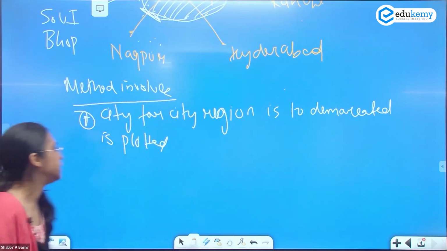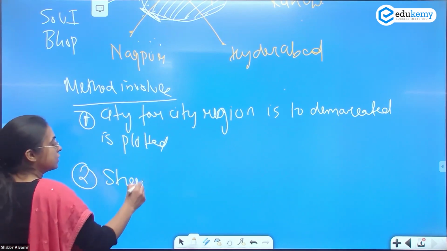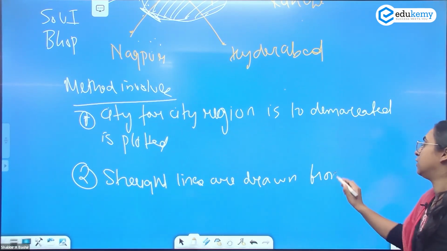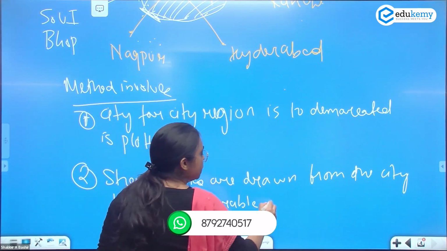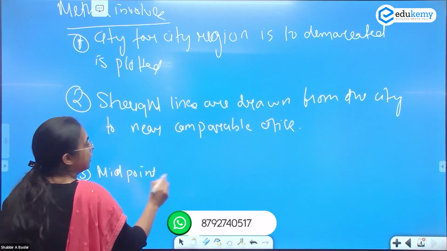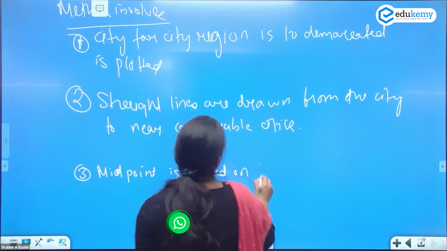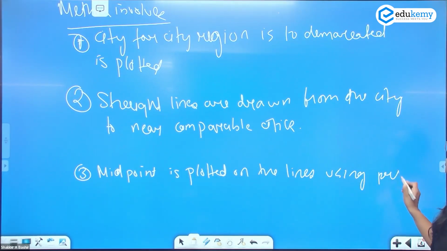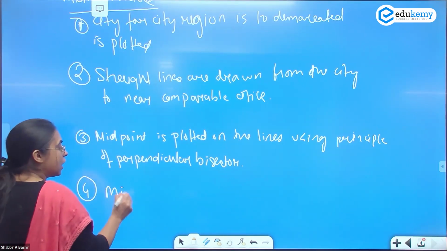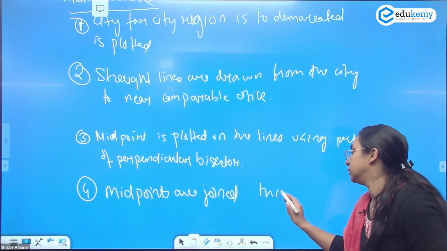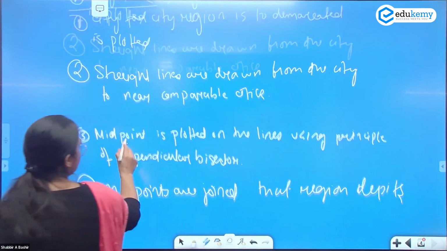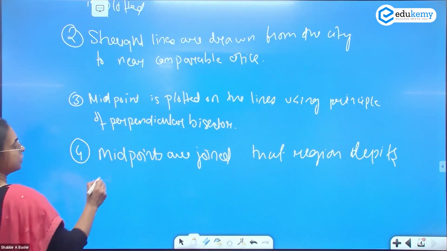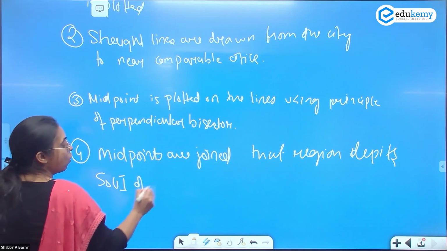Then the straight lines are drawn from the city to near comparable cities. The midpoint is plotted on the lines using the principle of a perpendicular bisector. The midpoints are joined and the region depicts the sphere of urban influence of the city.